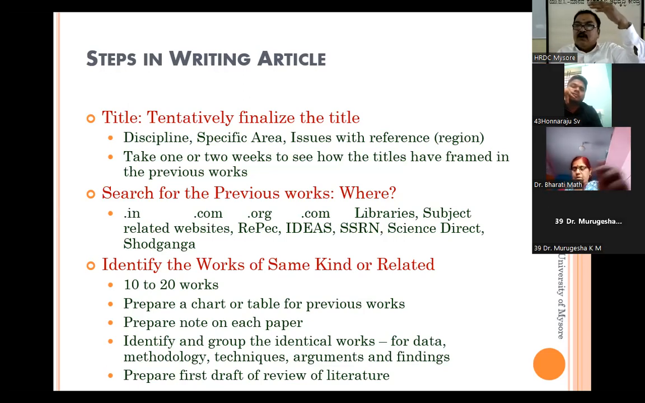This is how you have to write the review of literature, not writing individual reviews for each of the articles. Put all the journals together and write. It should be a kind of flow of thought. Okay.